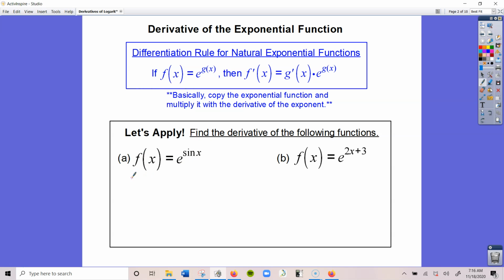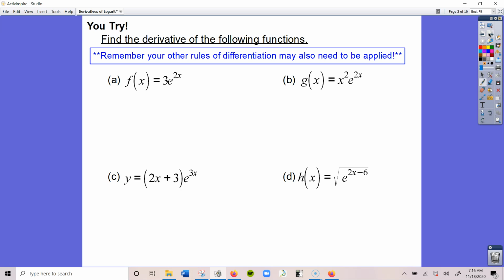For a, f of x is e raised to the sine of x. If I were to find the derivative, I would find the derivative of the exponent, which is cosine x, and then multiply it to the function e to the sine x. For b, if I were looking for f prime of x, I'd find the derivative of the exponent, which is 2, and again, just copy down the function. And that's it. Let's look at a couple more.